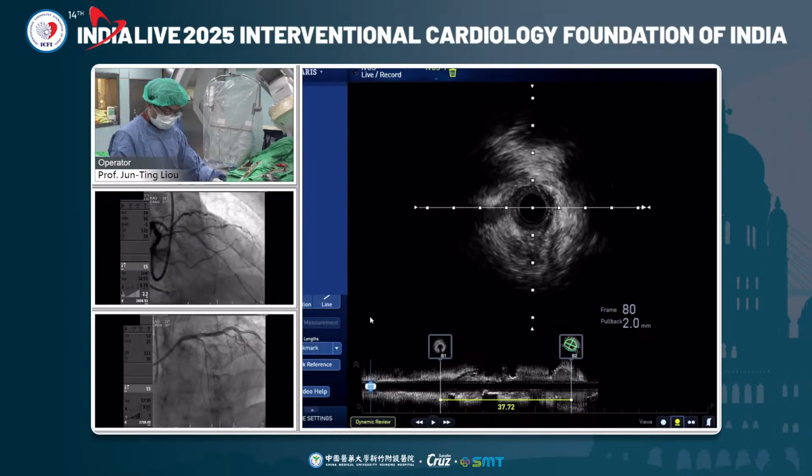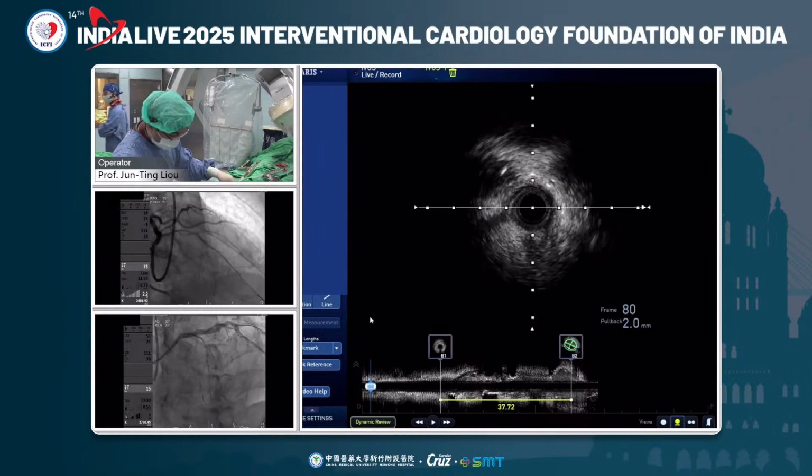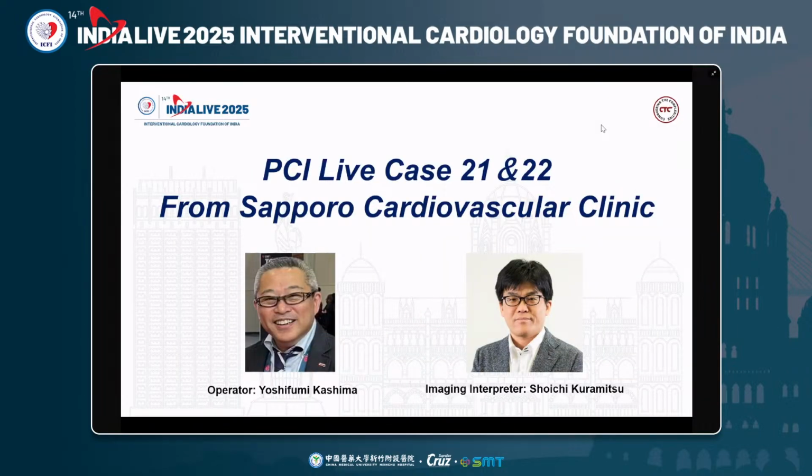Can you hear us? Okay. Thank you so much for inviting us. We have been waiting for a long time. I'm Yoshifumi Kashima, and I have great staff today, Kano Sensei and Matsuda Sensei, my super expert rotablator nurse and medical engineer, and also Kuramatsu Sensei. Kuramatsu Sensei, please share today's case.